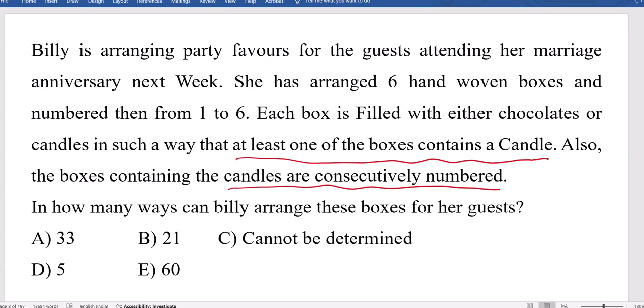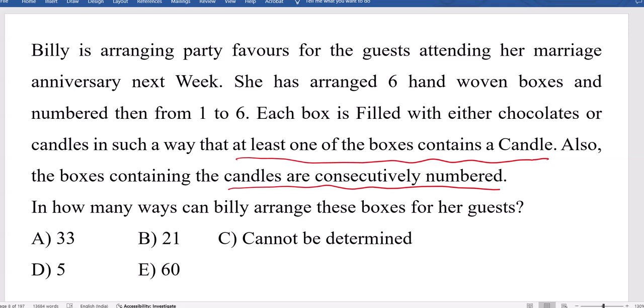Minimum one is required. You may go for 5 or 6 candles also. You may go for 4 candles. If you want to go for 4 candles, don't select randomly. I have to go for 1, 2, 3, 4, or 2, 3, 4, 5, or 3, 4, 5, 6. Consecutively numbered. Clearly read that next line.